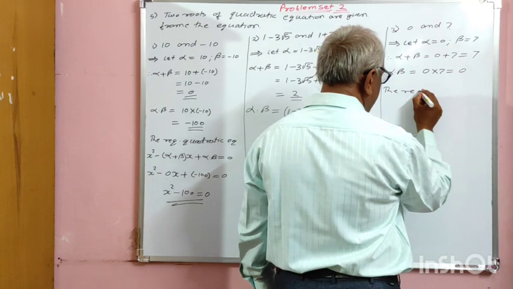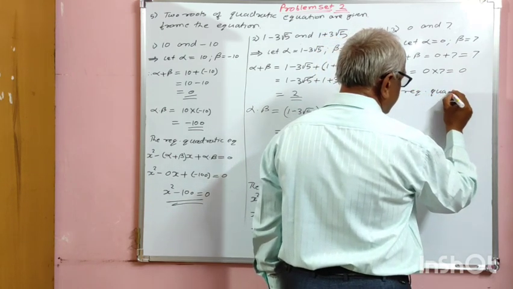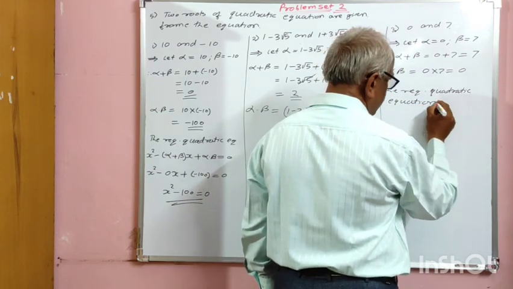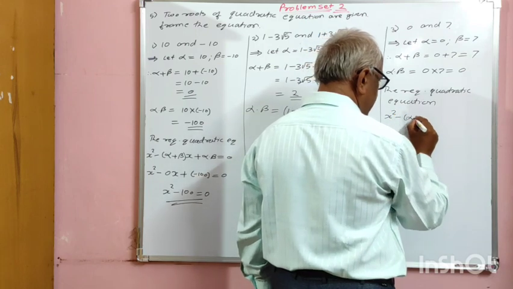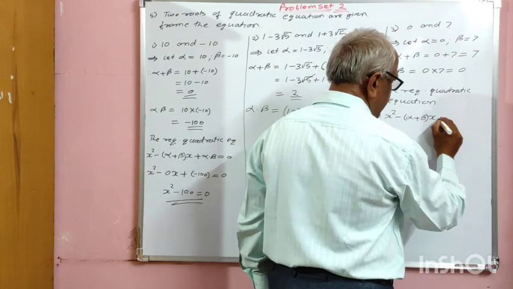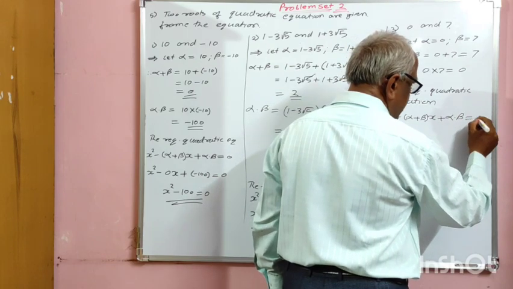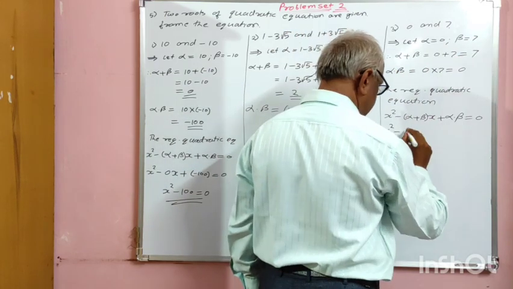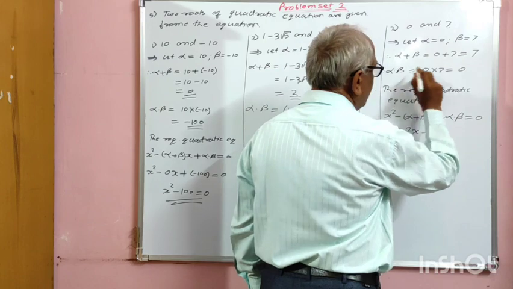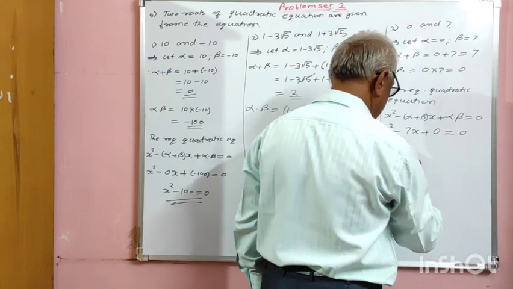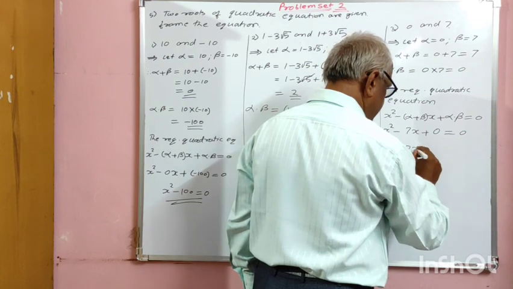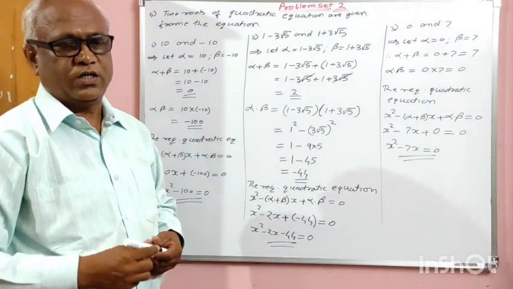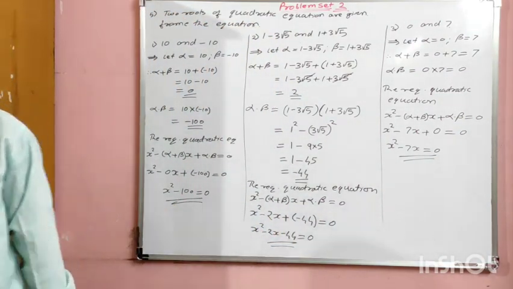The required quadratic equation is x square minus alpha plus beta into x plus alpha into beta is equal to 0. x square minus alpha plus beta, that is 7, x plus alpha into beta, that is 0, is equal to 0. So x square minus 7x is equal to 0. This is the required quadratic equation. You can remove the screenshot and write it in your notebook.